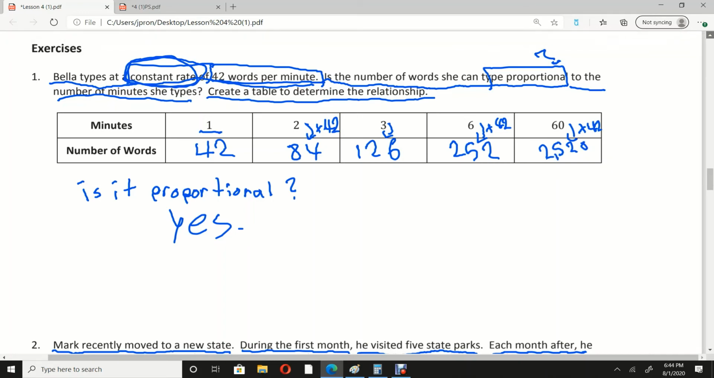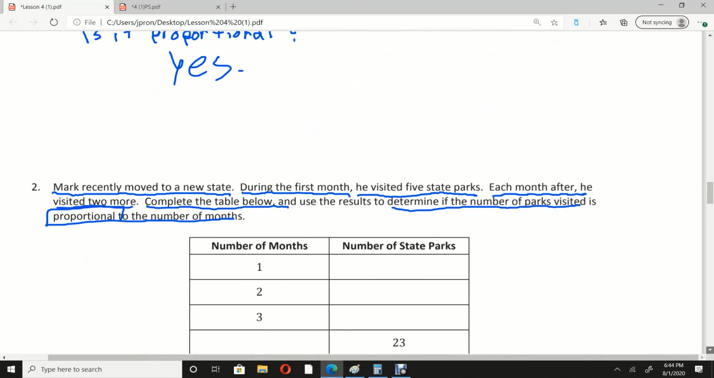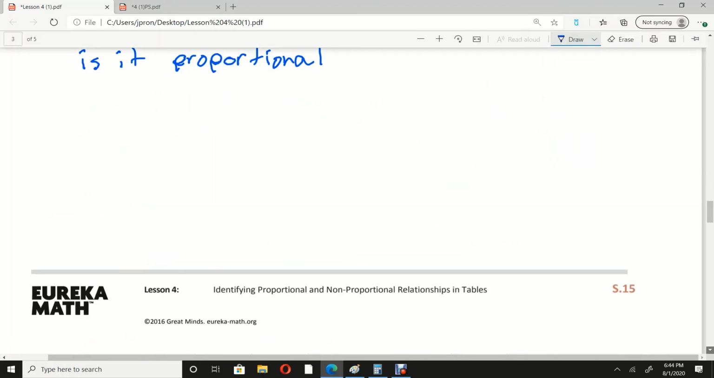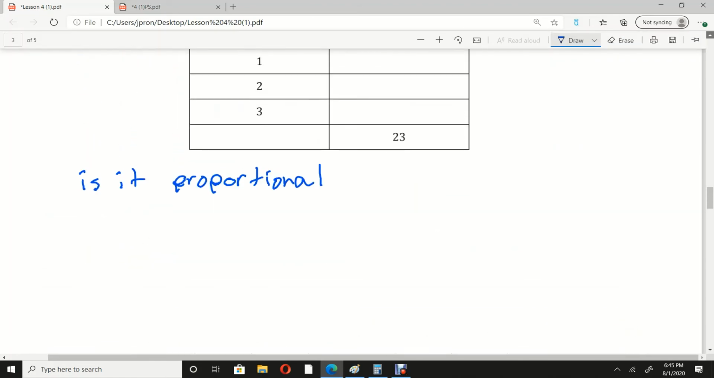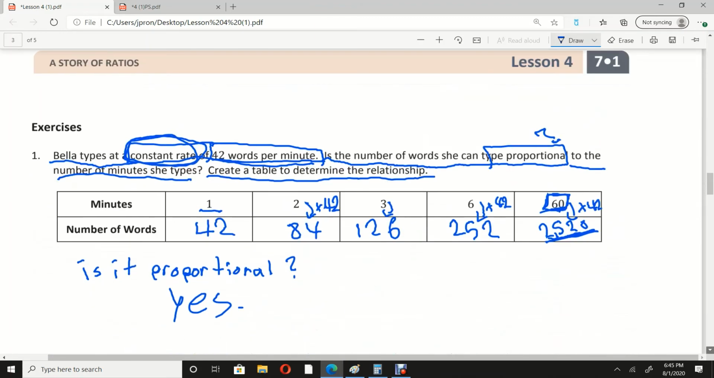So just to kind of nitpick about this for a second, let's say that Bella actually types for 60 minutes. Do you think she's going to be able to type 42 words per minute for an entire hour? I don't think that she's going to stay constant at that. That's just me. So definitely proportional, and our rate is 42 words per minute. We filled out the chart, looking good. Great. Okay. Question 2.